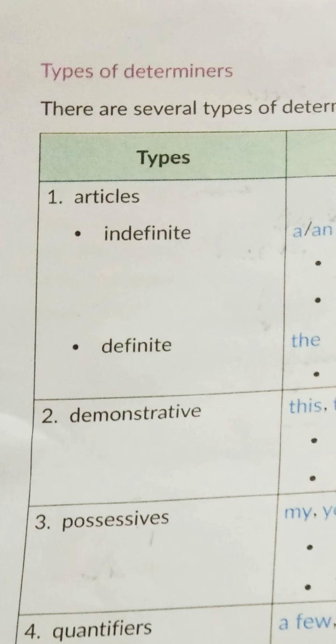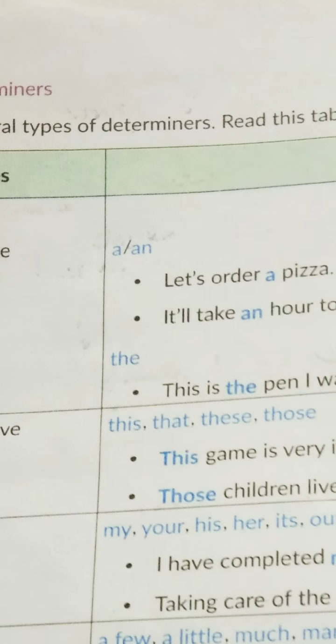What is an indefinite? Generally a or an is termed as an indefinite. Like, let us order a pizza, it will take an hour to get there. These don't tell us about the actual things, so they are indefinite. But what is the word definite? The. So this is the pen I was looking for, because I know this pen. These articles will be included in determiners.